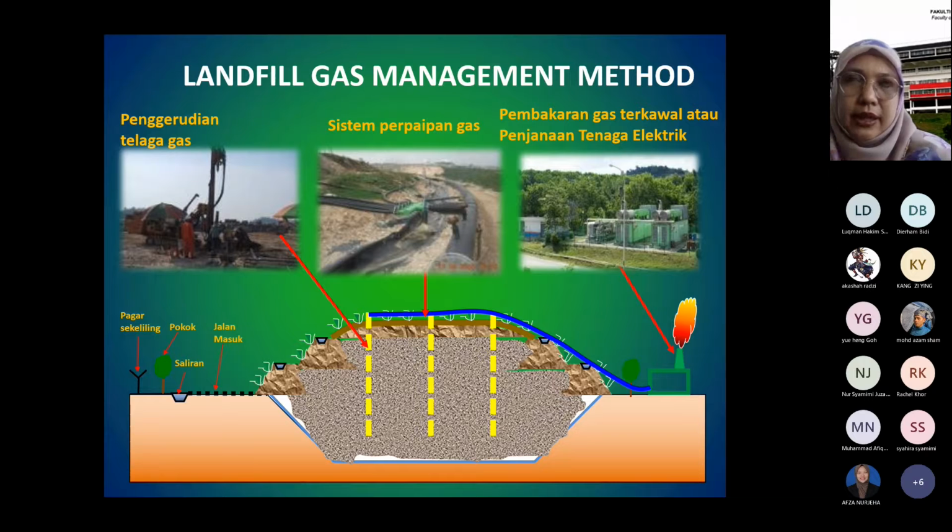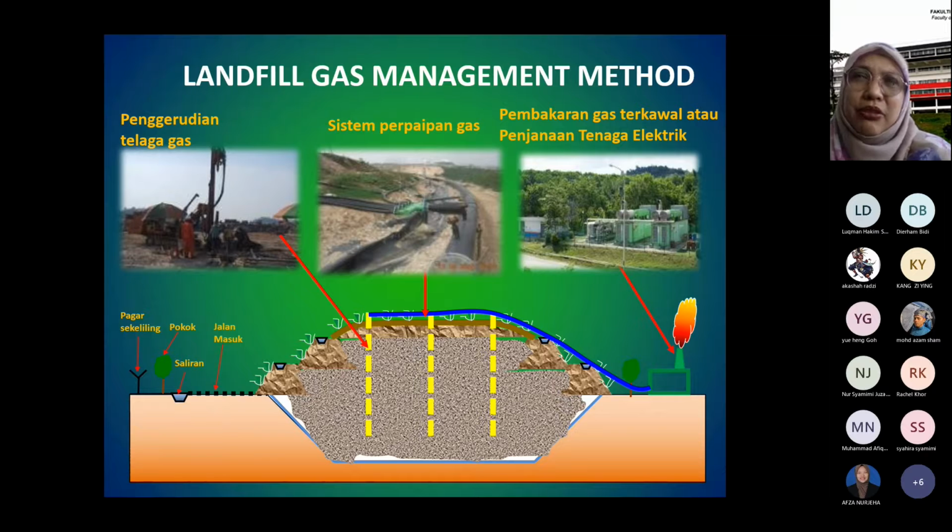So if the methane gas is not being recovered, and there's no other process to recover the methane gas to be used as electricity, then it needs to be burned once in a while, in order to ensure there's no methane gas present in the area surrounding the landfill, which could cause burning of the landfill site. If you have heard before, there are cases where landfill sites burnt for 2 weeks or more.